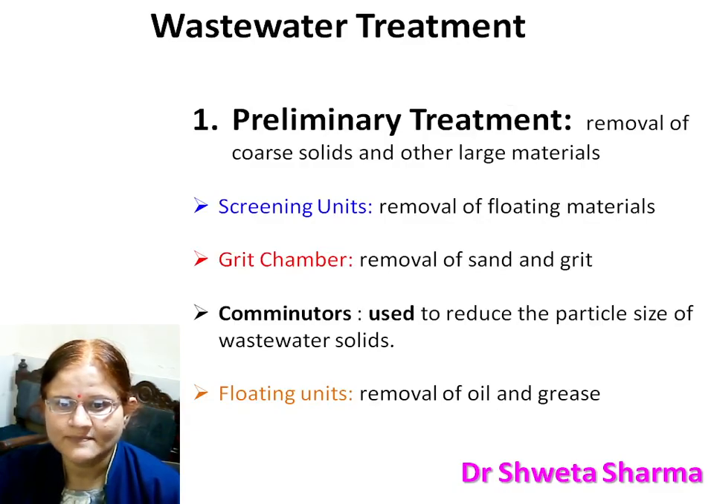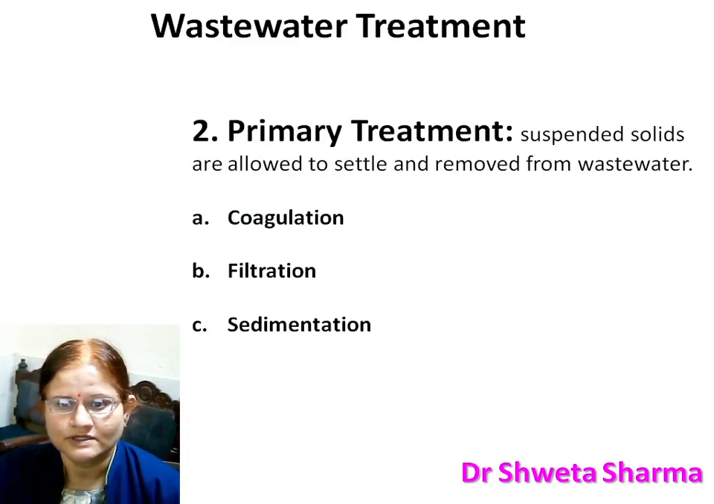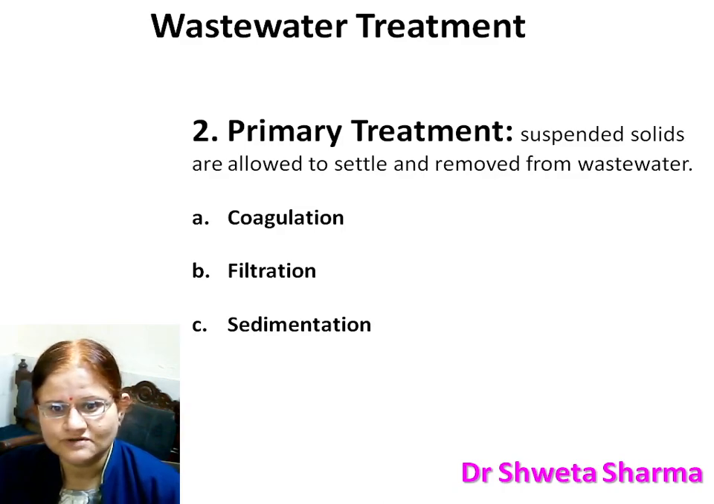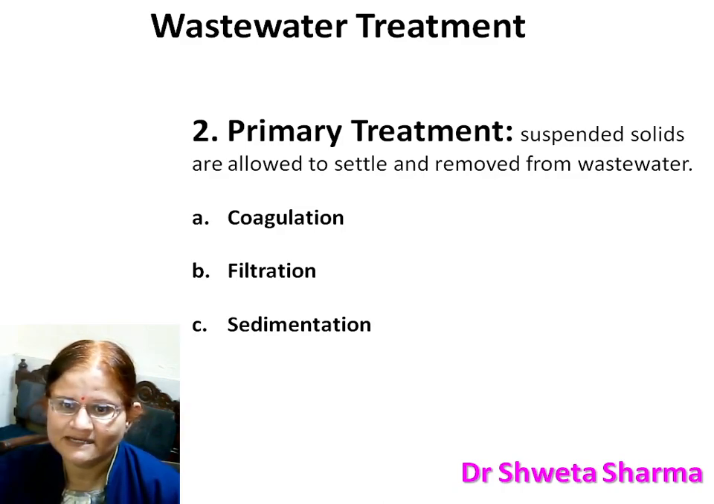The first step is preliminary treatment, which includes the grit chambers, comminutors, floating objects, and the screen units. All these are meant for removal of coarse material which is present in the wastewater. The second step is primary treatment, which includes filtration, coagulation, as well as sedimentation.